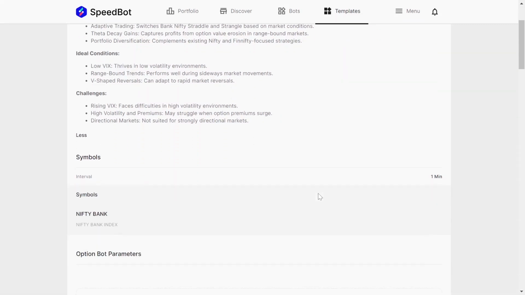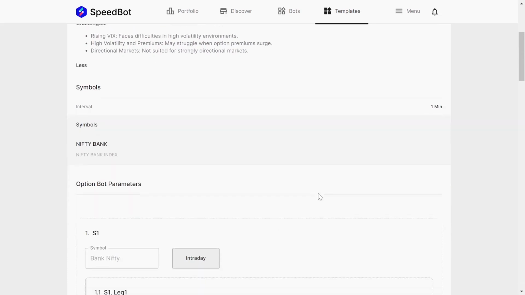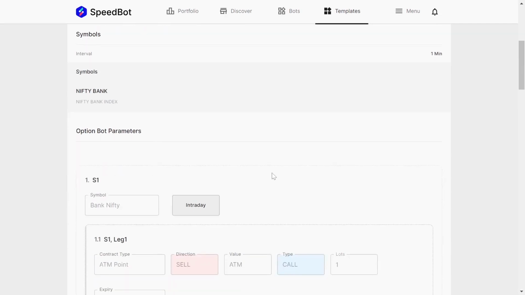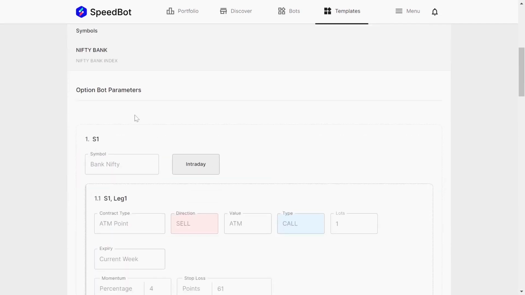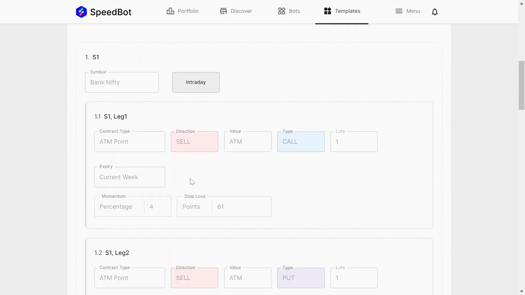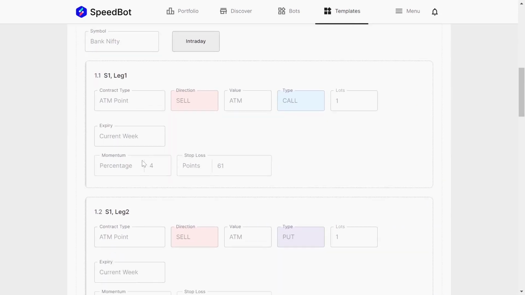Now let us see what exactly the logic is. As you can see, the symbol that we have used in Macro Magic is the Bank Nifty symbol. So we'll be having the strategy logic on Bank Nifty options. Like I mentioned earlier, it is an intraday strategy, and as you can see, it switches from straddle to strangle. You can see the contract type as ATM, where we are shorting call with some momentum and the stop loss.